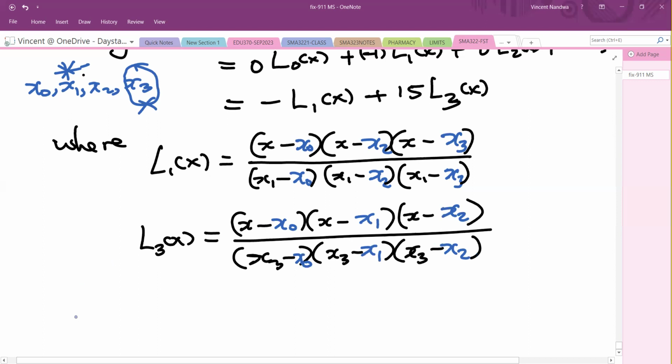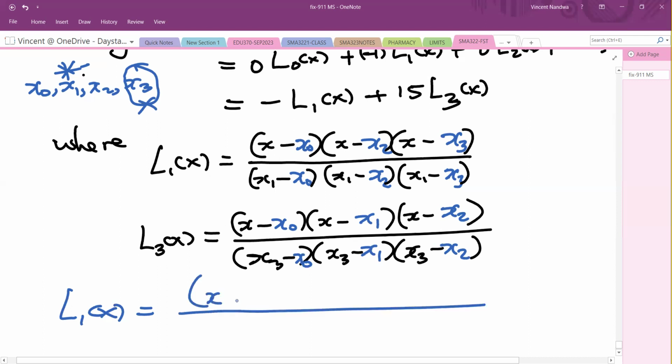So now, let's substitute in the values. Once you have defined Li in the general form, then you put in the actual values from the table given.